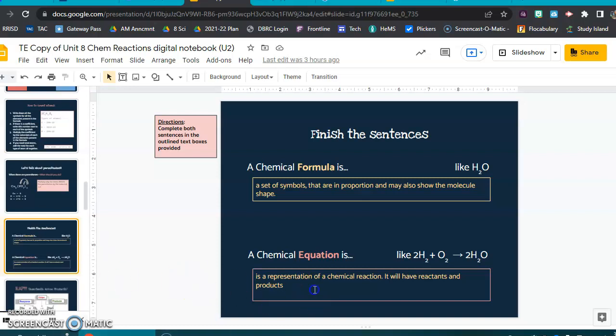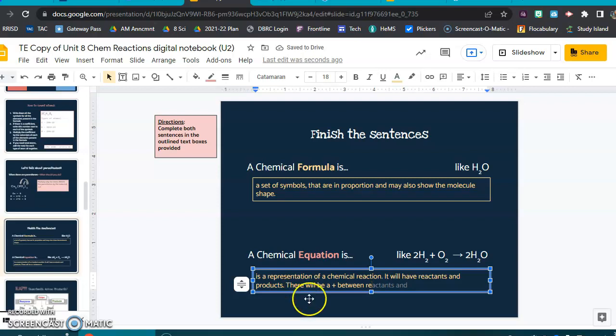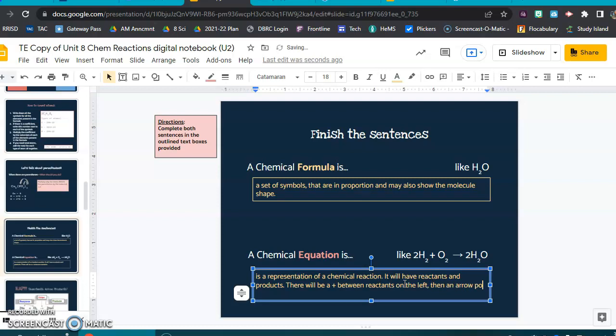I'm also going to add to this: there will be a plus between reactants on the left, then an arrow pointing toward and separating the products. Okay.